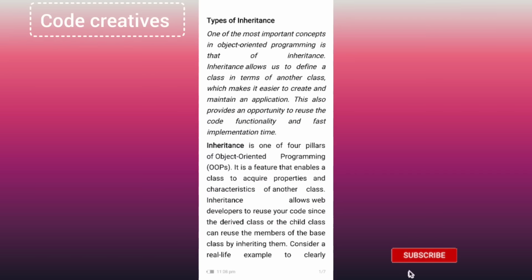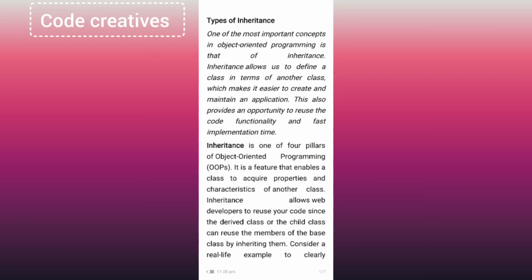As we discussed inheritance in our previous lecture, today we are going to discuss the types of inheritance. One of the most important concepts in OOP is inheritance. Inheritance allows us to define a class in terms of another class, which makes it easier to create and maintain an application, as we all know. It also provides an opportunity to reuse code functionality and gives fast implementation time, which we discussed in our previous lecture.